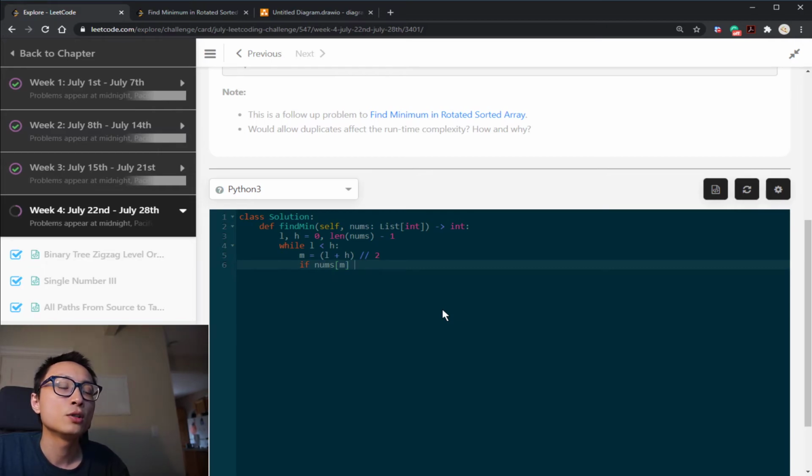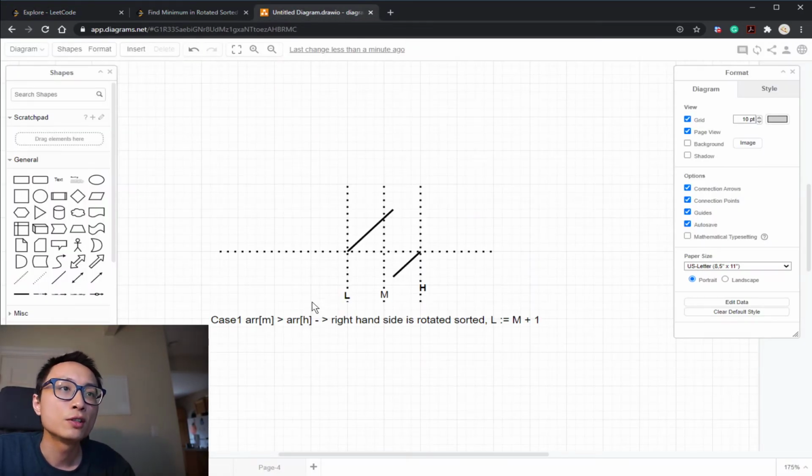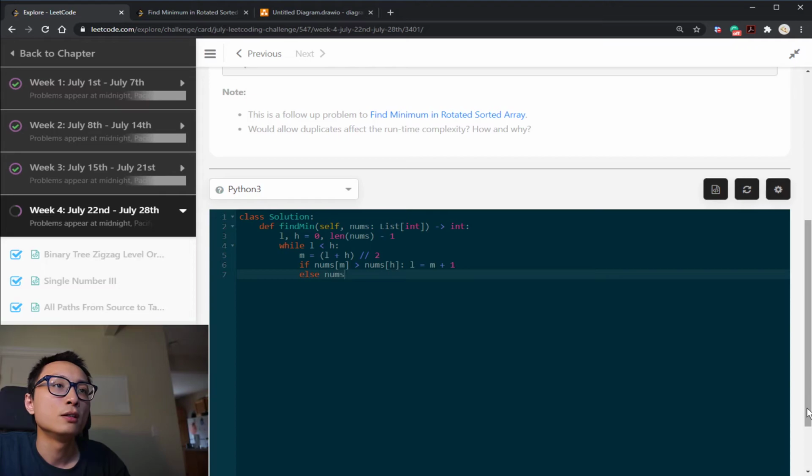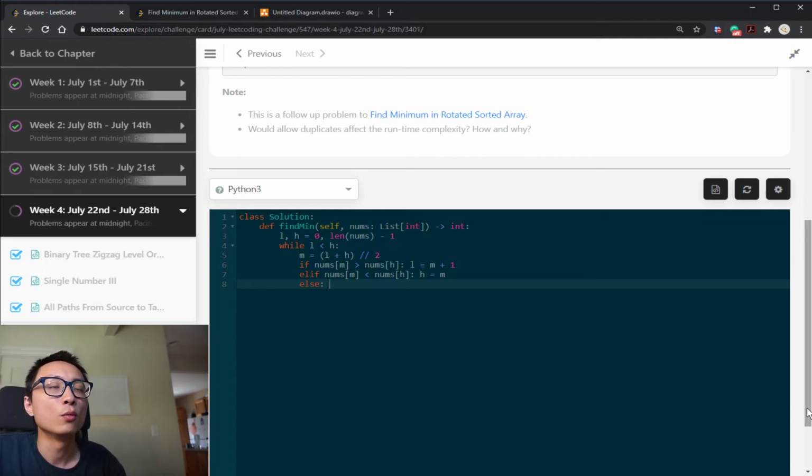We want to test whether this position is less than, or what's my first case? It's larger than the upper bound. If it's larger than the upper bound, then what I would do is increase the lower bound to be median plus 1. The other case is that it's strictly less than the upper bound's position's value. That means the median position has the potential to be the true minimum. If it's not, then the left partition of the array has to be rotated sorted, so we want to keep searching that part. The only last case is that it's a tie. If it's a tie, then we are not sure which part we can safely cut off. So we just reduce the upper bound by 1.